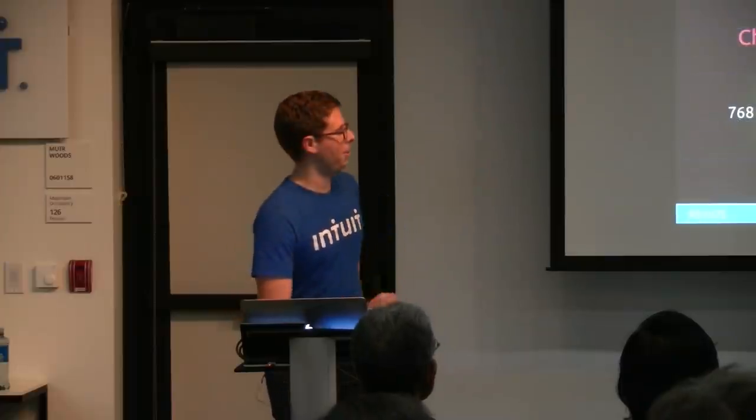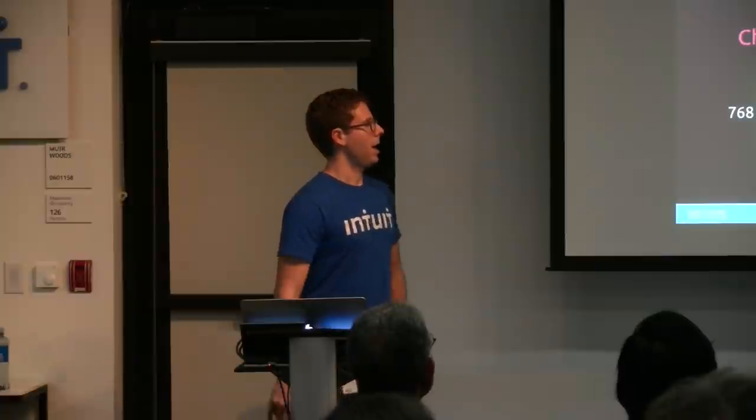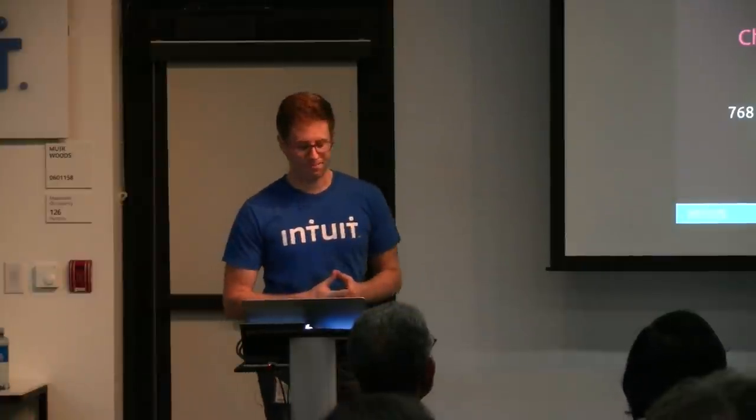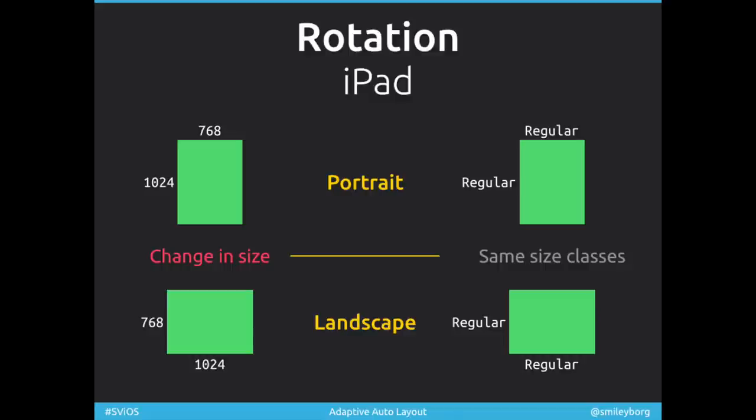So let's talk a little bit about rotation, as I said. First of all, let's start with an iPad. This is a regular iPad that you might know. 1024 by 768 point resolution. When you go ahead and rotate it to landscape, on the left you can see the size, of course, changes, and it becomes 768 by 1024, right?